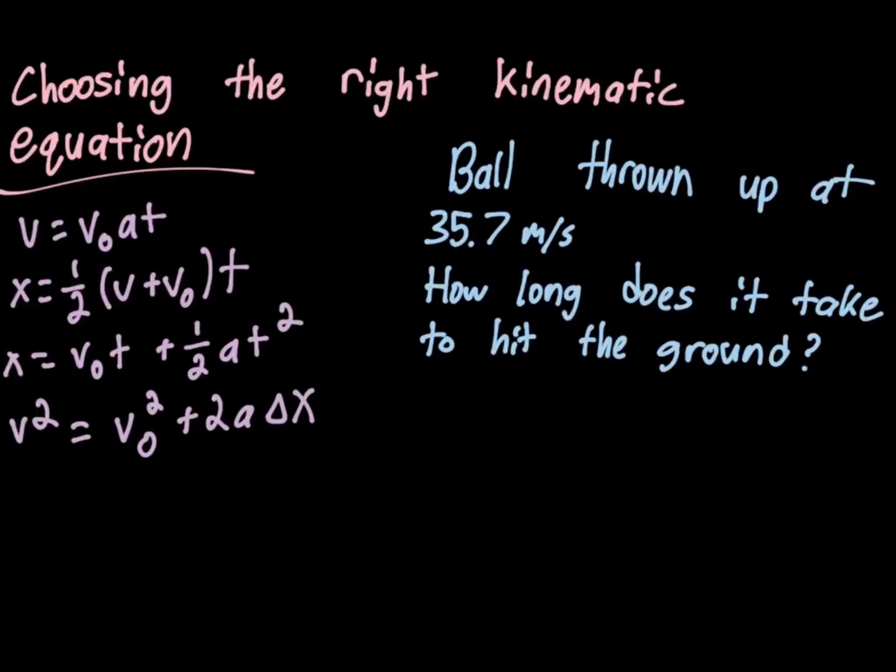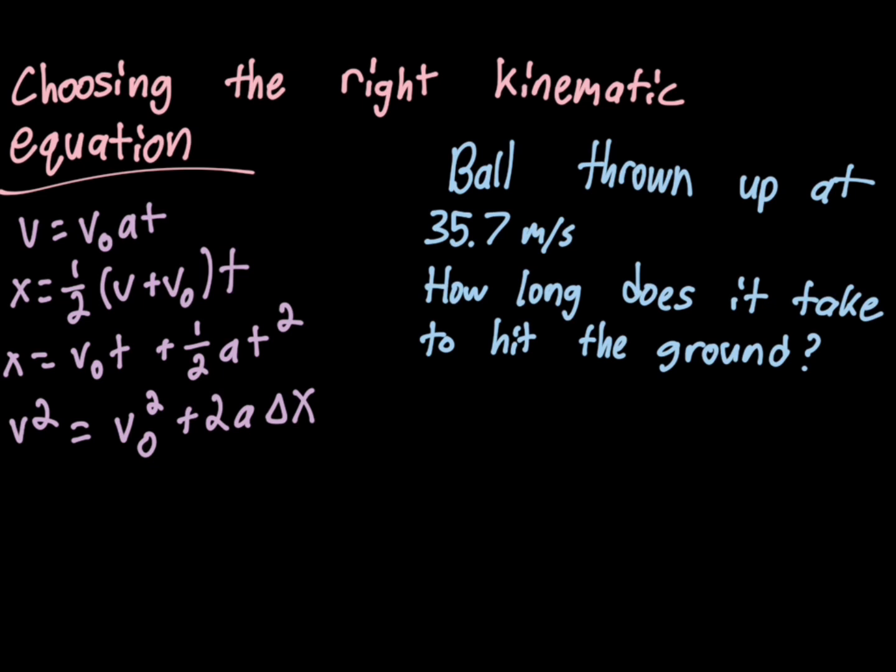So the point of those practice problems is getting into the fact that we must select the right kinematic equation based off of what we know, because there's 4. All right, and so I'm really going to go into detail about that here. So in this problem, we're told that we have a ball thrown up at 35.7 meters per second, and we're asked how long it will take to hit the ground.